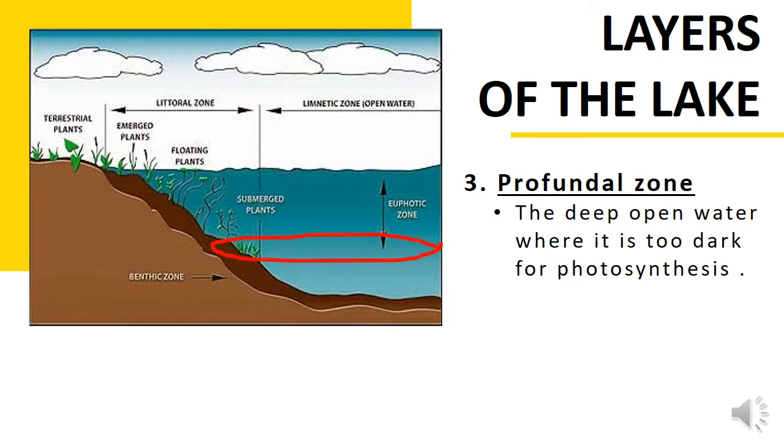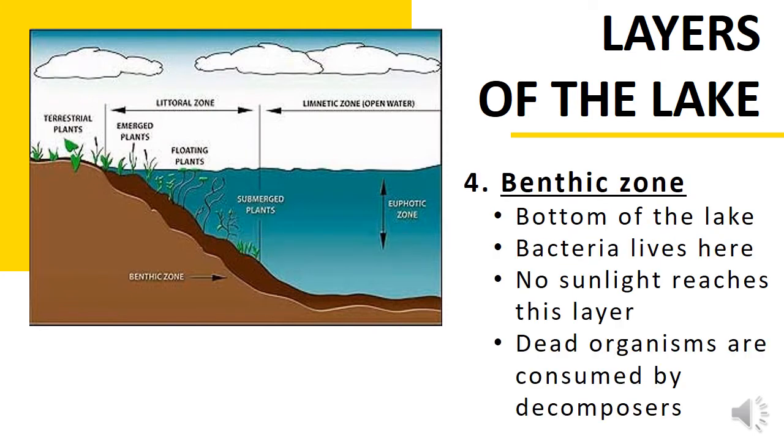The profundal zone is the deep open water where it is too dark for photosynthesis. In this layer, the oxygen content is low. Fish adapted to cooler and darker water are found in this zone. Lastly, the benthic zone. It is located at the bottom of the lake where bacteria live, no sunlight reaches this layer, and dead organisms are consumed by decomposers.